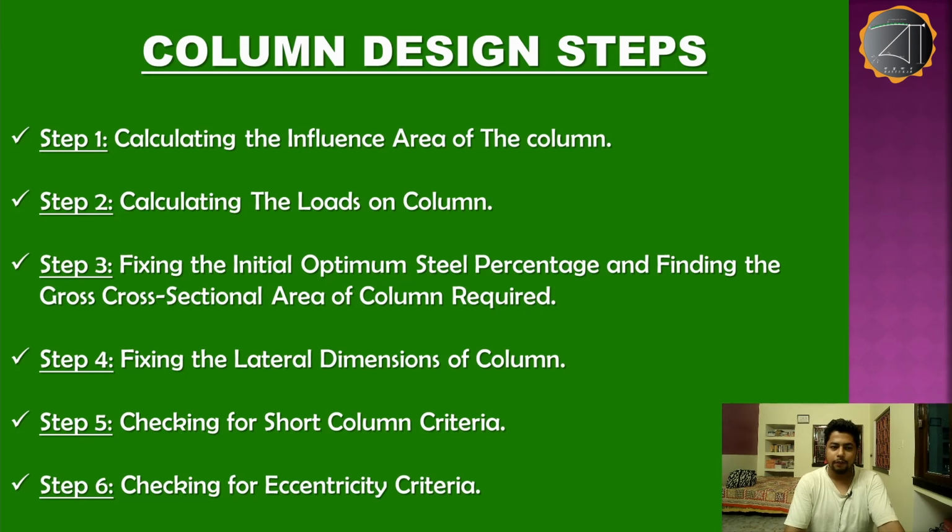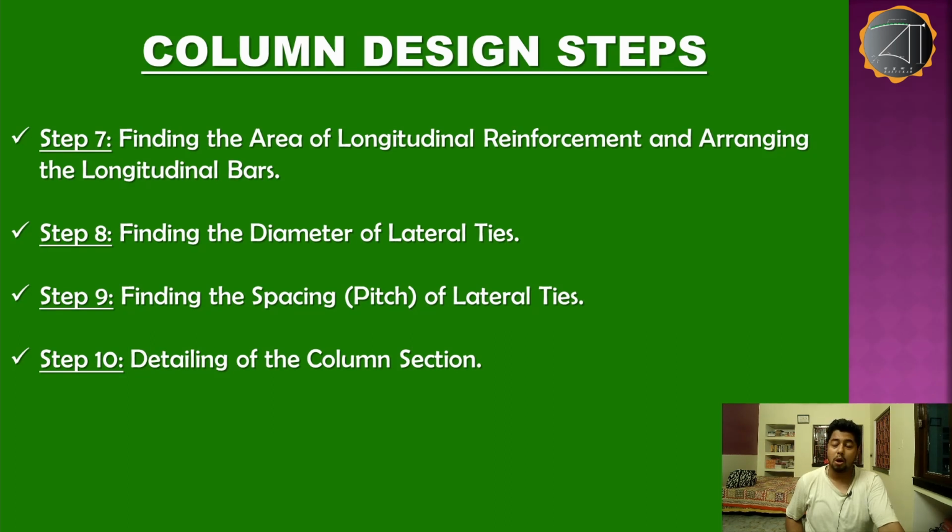Step 3, fixing the initial optimum steel percentage and finding the gross cross-sectional area of the column required. Step 4, fixing the lateral dimensions of the column. Step 5, checking for short column criteria. Step 6, checking for eccentricity criteria. Step 7, finding the area of the longitudinal reinforcement and arranging the longitudinal bars. Not only do we have to find the reinforcement area required or the diameter of the bars, but we have to arrange it properly, right? Step 8, finding the diameter of the lateral ties. Step 9, finding the spacing or pitch of the lateral ties.